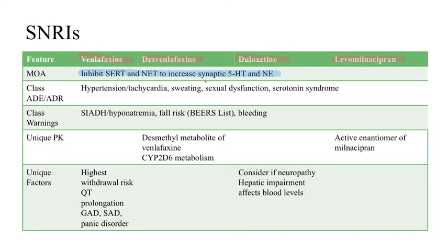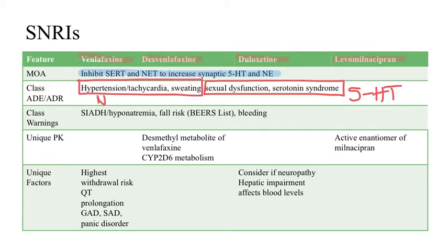So the serotonergic side effects include things like decreased libido and sexual dysfunction, as well as serotonin syndrome, whereas the noradrenergic side effects include hypertension, tachycardia, and sweating. Like the SSRIs, these drugs also can produce SIADH, which may result in hyponatremia. They are also included on the Beers list due to their ability to increase the risk of falls, and that is again due to some of the sedating nature of these agents, as well as their ability to increase bleeding when administered concomitantly with an anticoagulant, NSAID, or an antiplatelet agent.